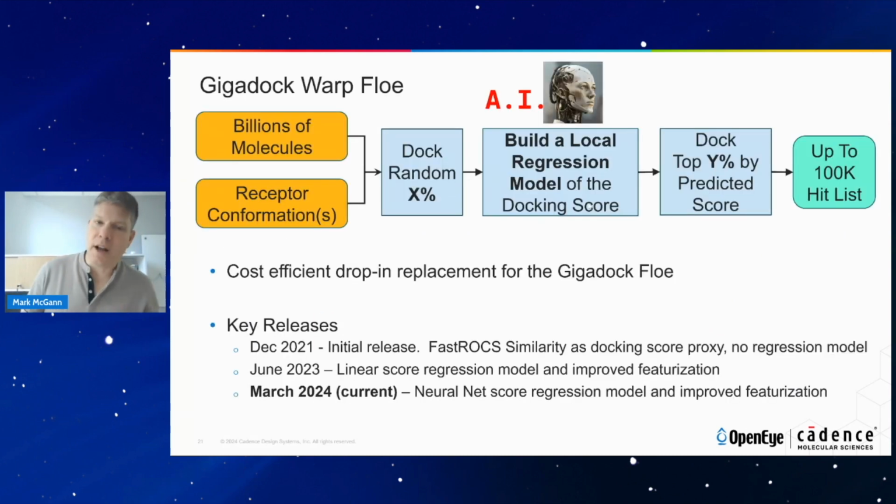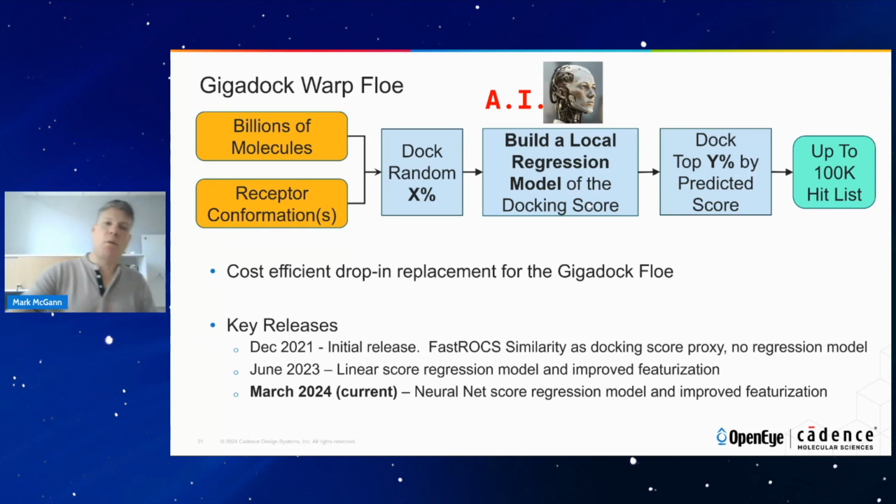So what is the concept? The concept of Gigadock Warp is to be a drop-in replacement for the Gigadock flow that uses artificial intelligence to improve the efficiency of the calculation. This was initially released in 2021, a couple years ago, but we made a substantial improvement this June, so June of last year. And I think by the time you see this webinar, we will have released the March release, which does further improvement.